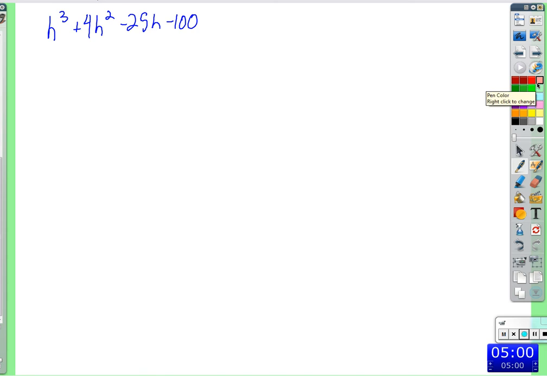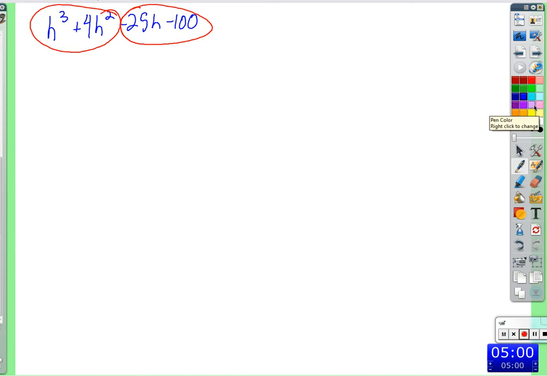First thing you need to do is view these as two groups. Here's a group. Here's a group, including this negative here. Now that we see it as two groups, we're going to look at the first group first, and ask ourselves, do these two terms have anything in common that we can factor out? h squared, perfect. So we get h plus 4, h squared times h plus 4, okay.